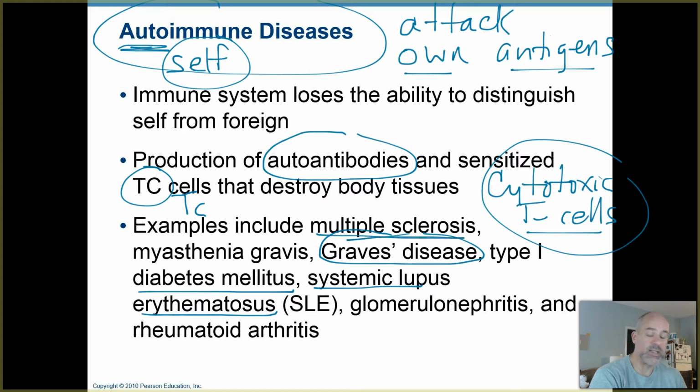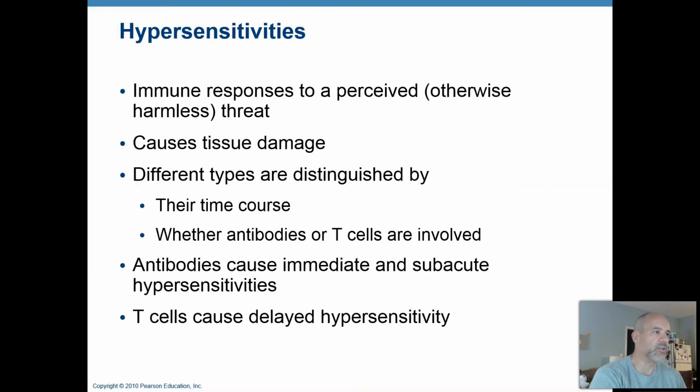Multiple sclerosis is an autoimmune disease where you wind up attacking the myelin that coats the axons of your neurons. Myasthenia gravis is an autoimmune disease where you make antibodies that attach to the acetylcholine receptors on your skeletal muscle fibers, so it winds up disrupting signaling between motor neurons and your skeletal muscle fibers. It disrupts that communication that you learned about when you took Biology 201.